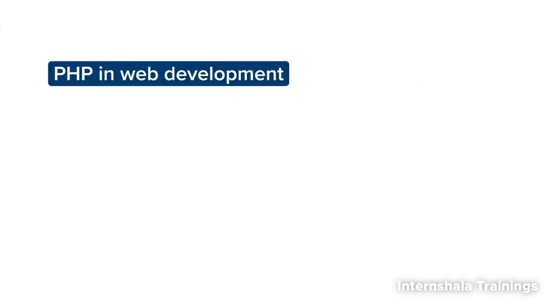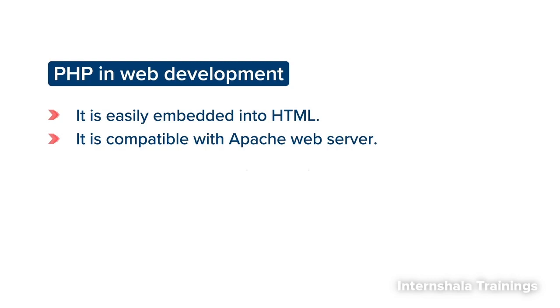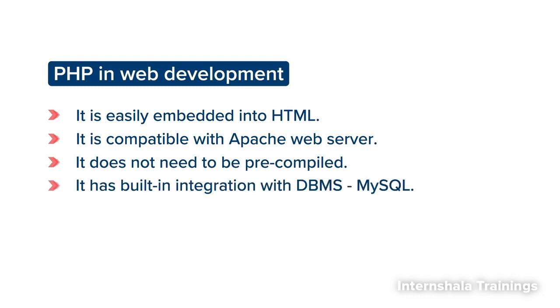So, let us quickly summarize why PHP is preferred over other programming languages in web development. First, it can be easily embedded into HTML. Second, it is compatible with the Apache web server, which makes it more prominent among the web developer community. Next, PHP is an interpreted language, which means it does not need to be pre-compiled. This makes it very convenient for web developers to make any change to already deployed code and see its effect immediately. Lastly, PHP has built-in integration with the most popular open source DBMS, MySQL.